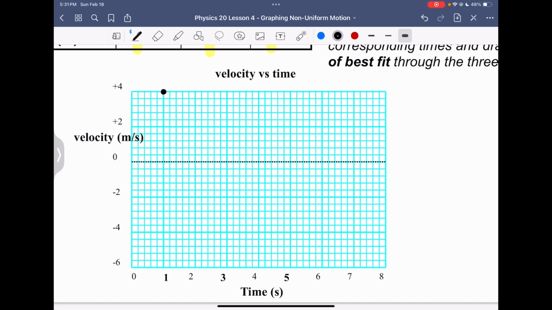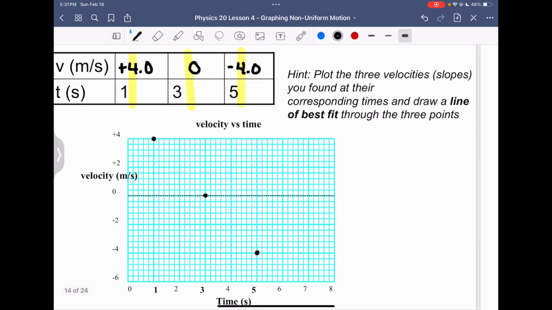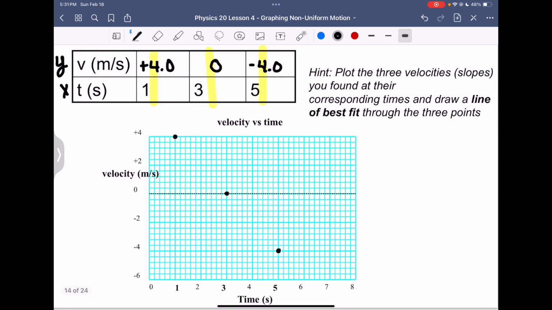We had 3 seconds, which was 0. So that puts our other point here. And then at 5, we were down at negative 4 right there. Perfect. Now, the correct way to approach finding the slope of this, which will tell us some critical information, is we need to realize that it is the line of best fit that helps us connect these and make out the overall average of the data.